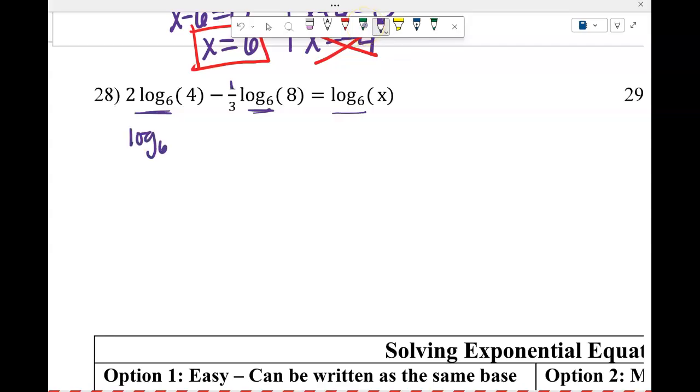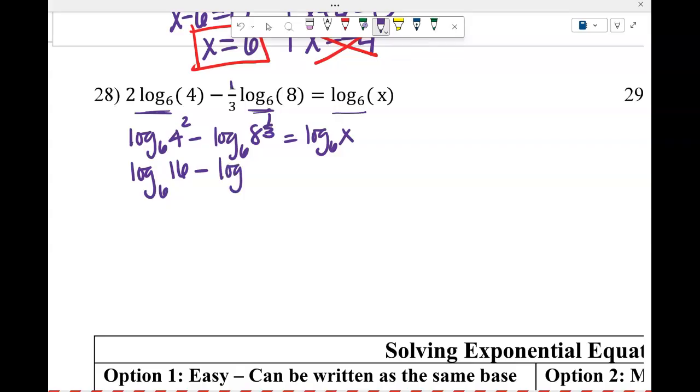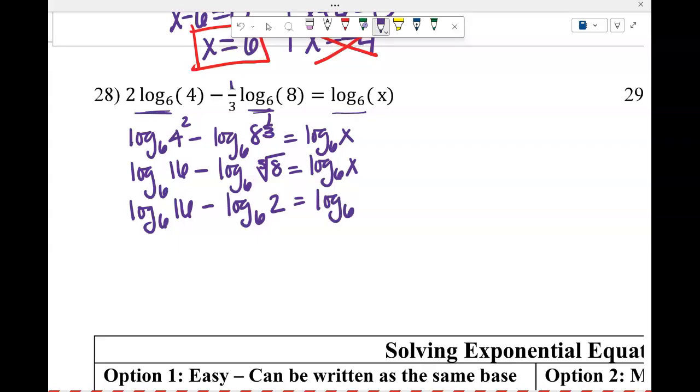So log base 6 of 4 squared minus log base 6 of 8 to the 1/3 equals log base 6 of x. Now 4 squared is going to be 16, so log base 6 of 16. Guys, to the 1/3 power is the same as cube root. Cube root of 8 equals log base 6 of x. Now let's simplify the cube root of 8. The cube root of 8, guys, is 2. So log base 6 of 16 minus log base 6 of 2 equals log base 6 of x.